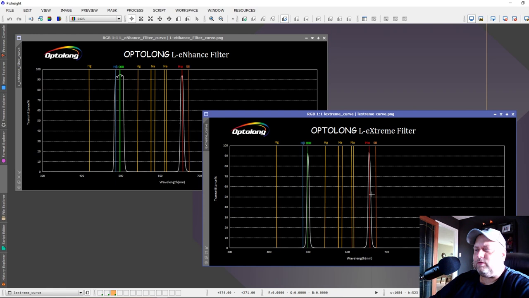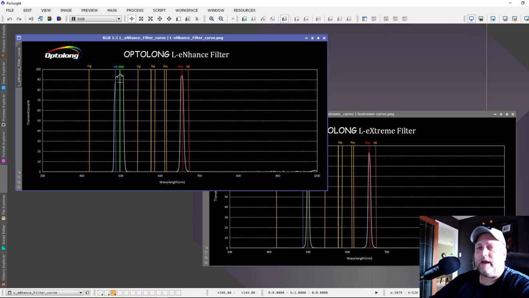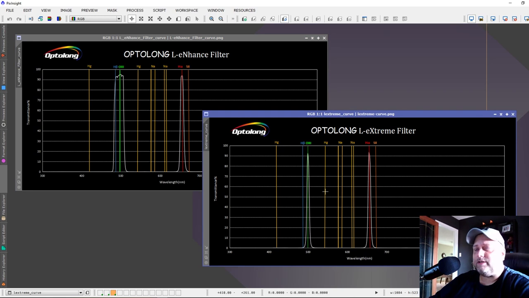So the L-eXtreme filter having more narrow curves means that it's operating at different nanometers, and this is true. The L-eNhance filter operates at 24 nanometers for the O3 and the H-beta, and at 10 nanometers for the H-alpha, versus the L-eXtreme, which is operating at 7 nanometers for both the O3 and the H-alpha. So what does that translate into?